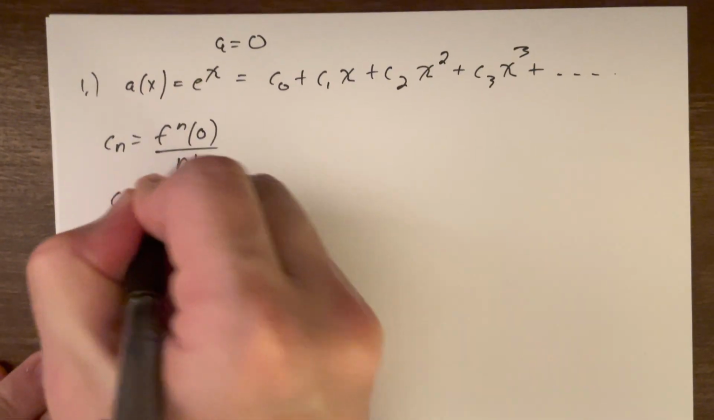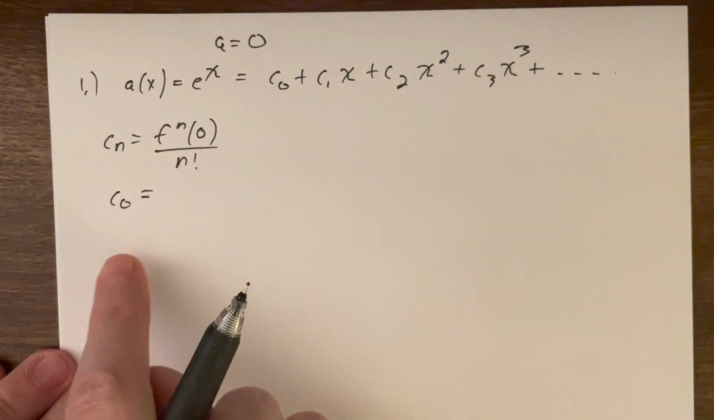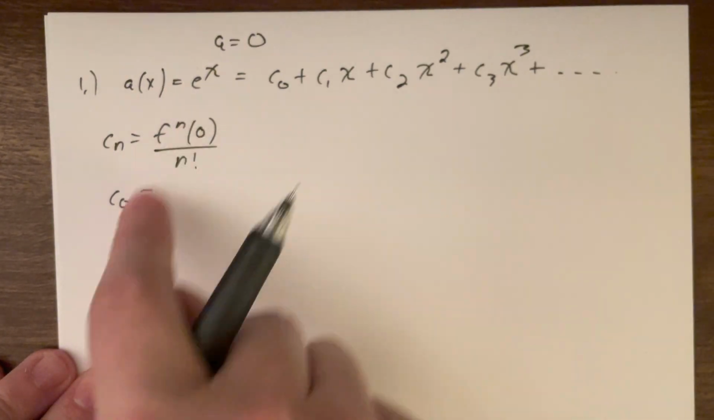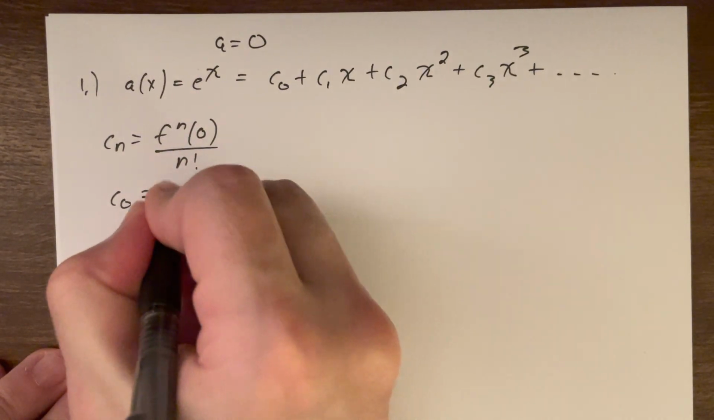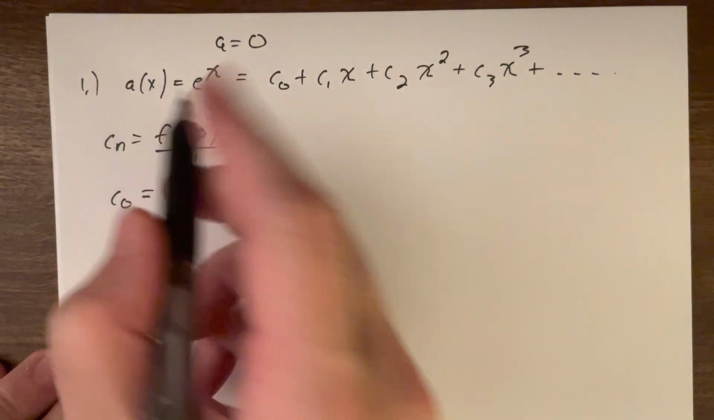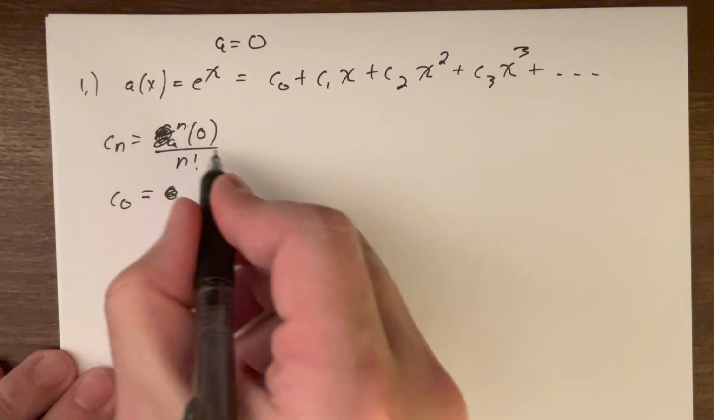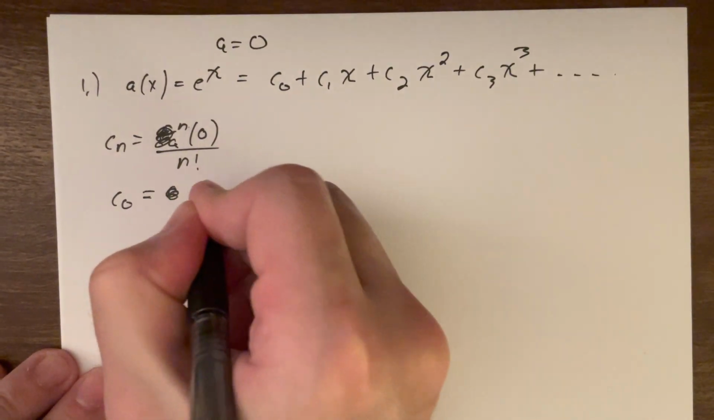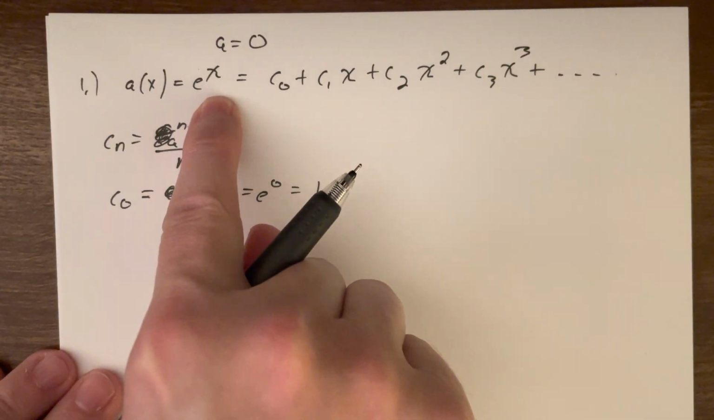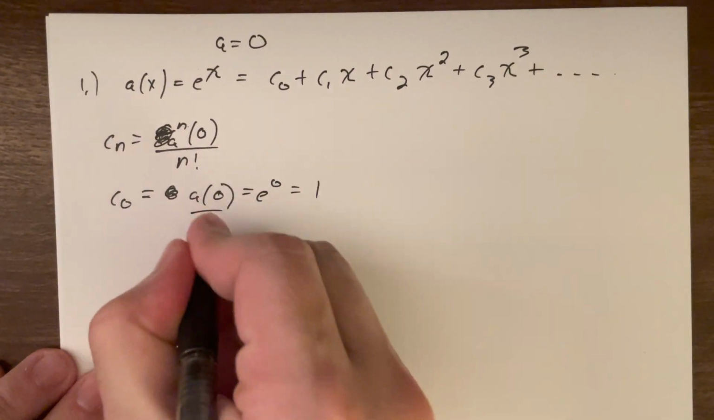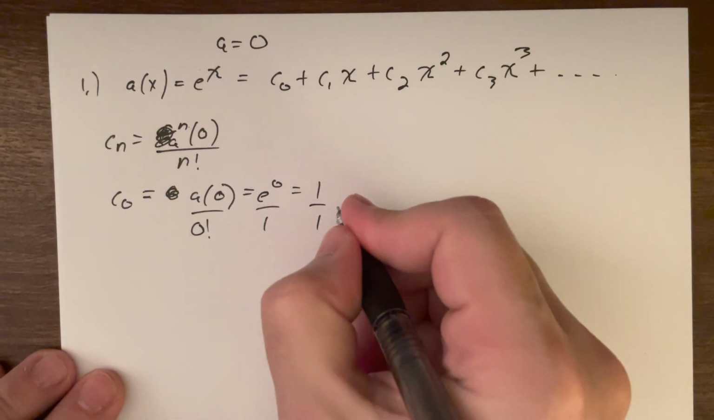So c sub 0, one tiny bit of notation. The nth derivative: c sub 1 will have f first derivative, c sub 2 will have f second derivative, but the 0 derivative is the original function. Oh, I used function a. Let me stick with my notation. This will be a nth derivative at 0 over n factorial. So this will just boil down to the original function at 0 divided by 0 factorial. And that's it. So c sub 0 is 1.